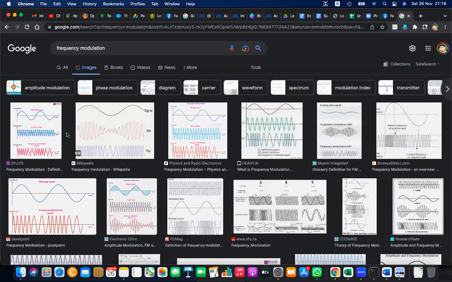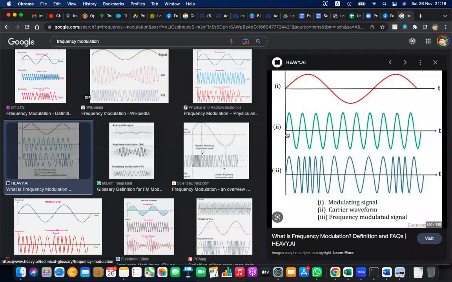Okay, FM. Where's FM? Okay, here. So this is my powerful signal. This is the original signal. This is a weak signal. You can see the wavelength is high and the frequency is low. This kind of signal cannot go a long distance. This can travel only a short distance.